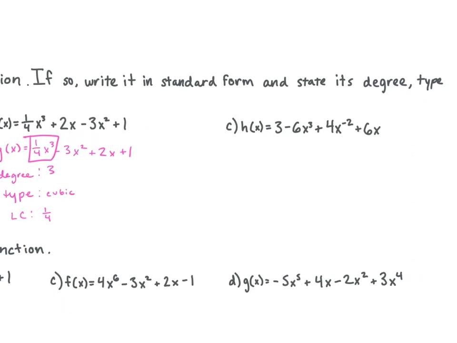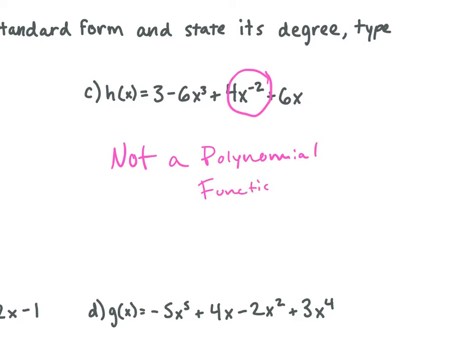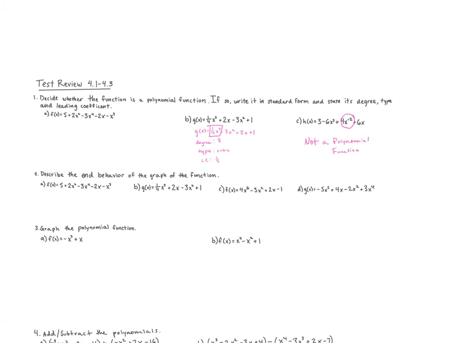All right. So let's look at C. Is this a polynomial function? Why? Because x has a -2. Perfect. That x to the minus 2 power makes this not a polynomial function. Any questions from number 1? All right, let's move on to 2.